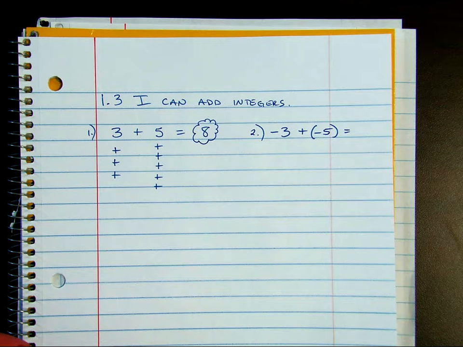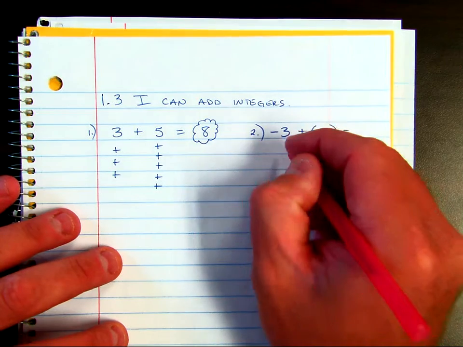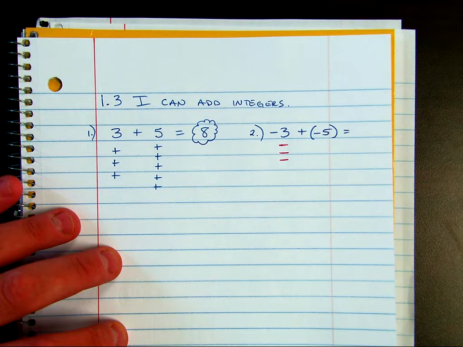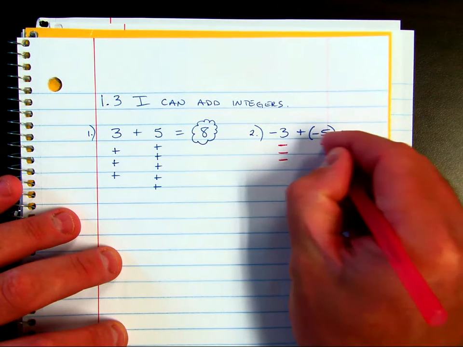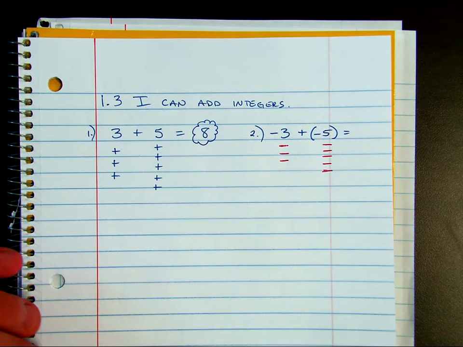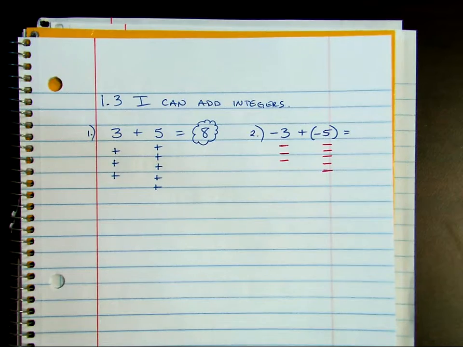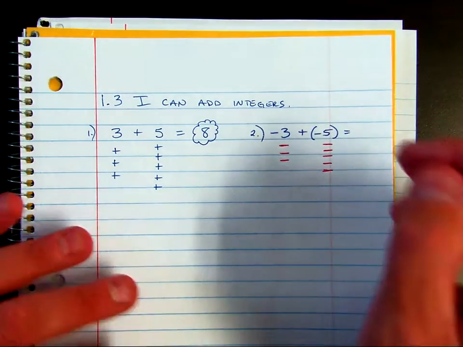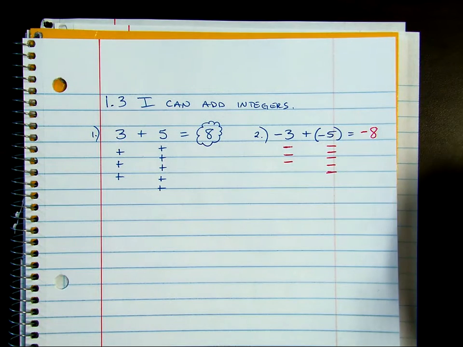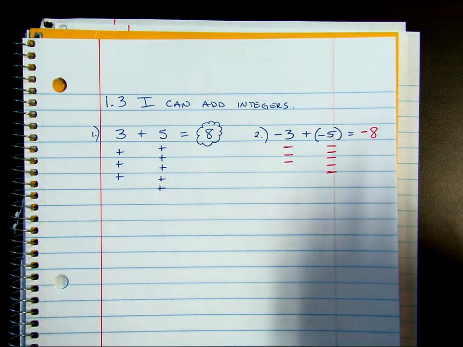So for number 2, we have negative 3 plus negative 5. In this example, we are given 3 negatives, and we are to add to that 5 negatives. Now, if you look at what's in front of you, do we have any positive signs? No. All we are given are negative signs. So the only thing that we can do is say that we have negative 8, not positive 8. It has to be a negative 8.